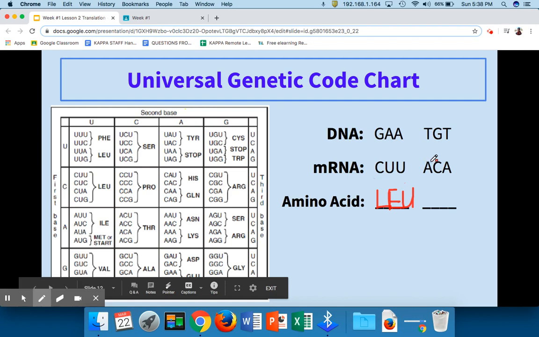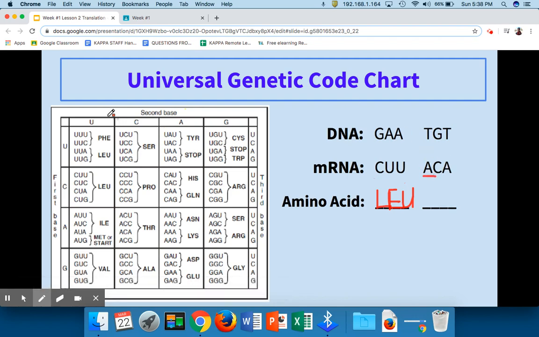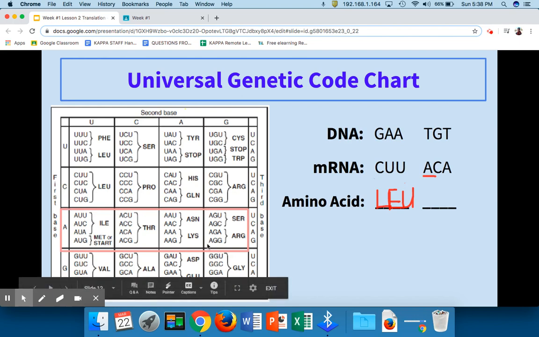Okay, let's try the next one. So our mRNA codon is ACA. The first base is A. So we go over here to the left side and we look for A. So I see U, C, A. Here we go. So that brings us to this row.